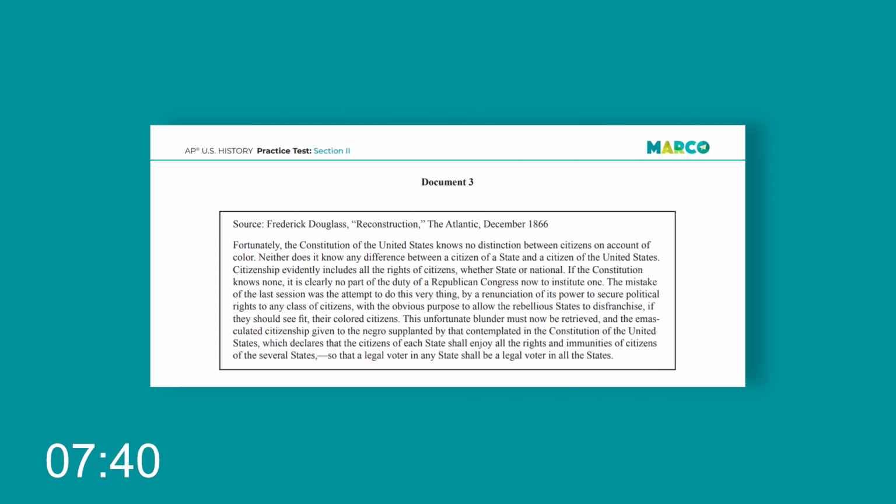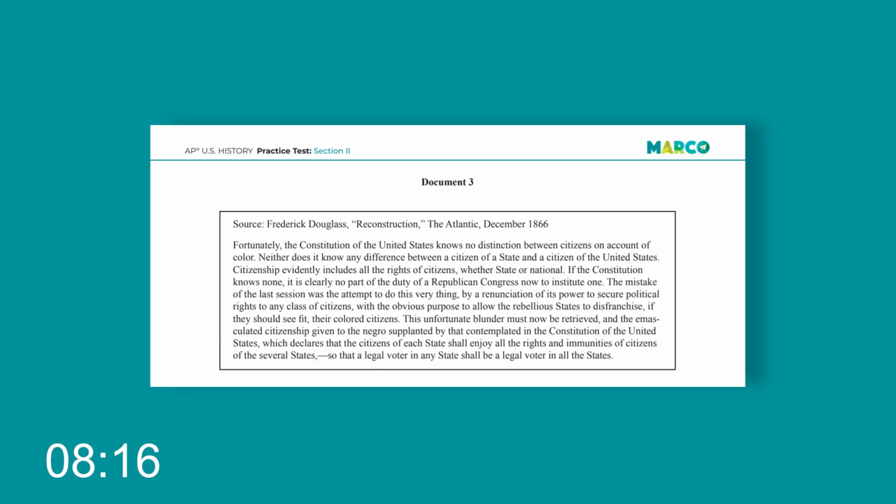I have 6 more minutes. So I'm gonna go back to the document I abandoned because I didn't want to get lost in this. This is document 3, and I'm gonna read it out loud here so we can follow along. Frederick Douglass says, "Fortunately, the Constitution of the United States knows no distinction between citizens on account of color. Neither does it know any difference between a citizen of a state and a citizen of the United States. Citizenship evidently includes all the rights of citizens, whether state or national. If the Constitution knows none, it is clearly no part of the duty of a Republican Congress now to institute one."